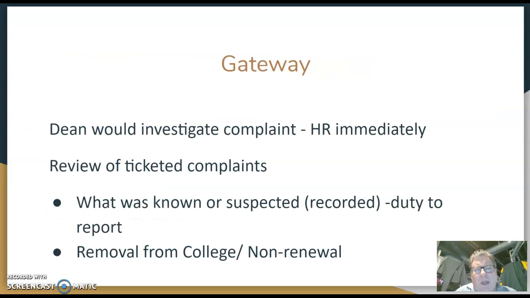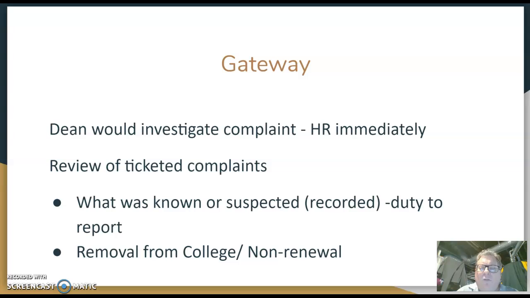At Gateway Technical College, as before, upon the complaint, the dean would investigate the complaint. HR would immediately become involved, certainly depending upon exactly the circumstances, the laws I noted, kind of important. Review of all ticketed complaints over a long-term situation like that would be covered. What was known or suspected from the tickets would be reviewed. We are obligated to write those tickets, those care team reports for such a situation. Failure to do so would be a breach of duty as well.